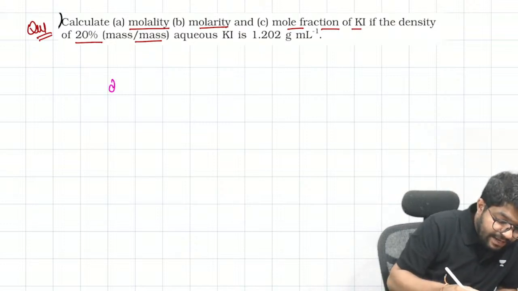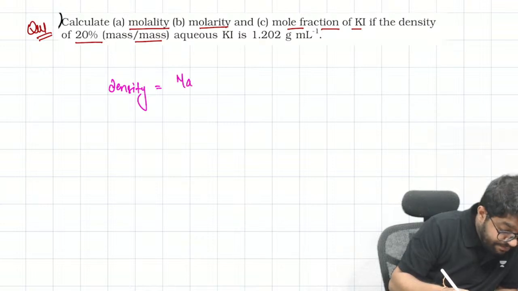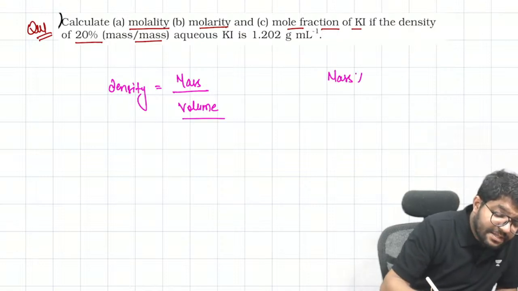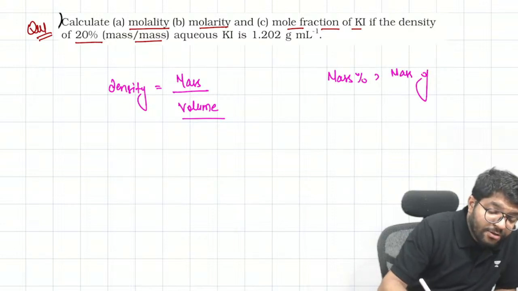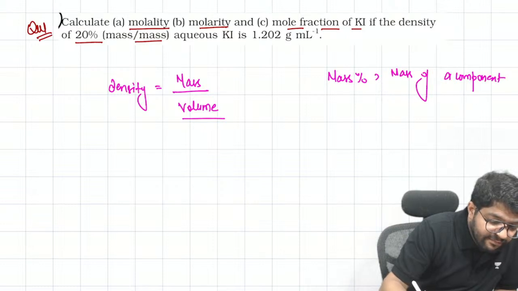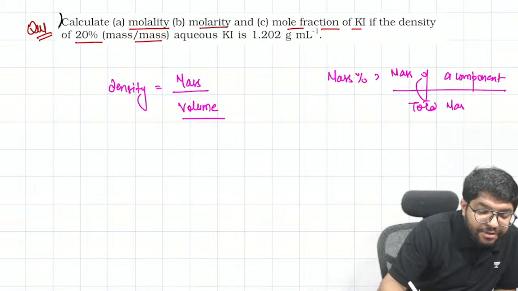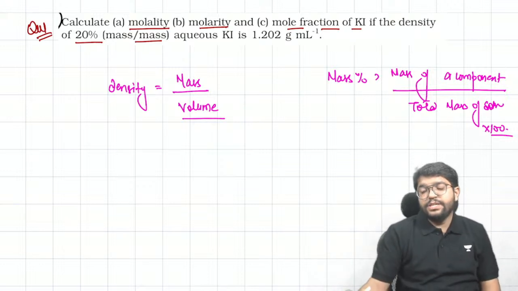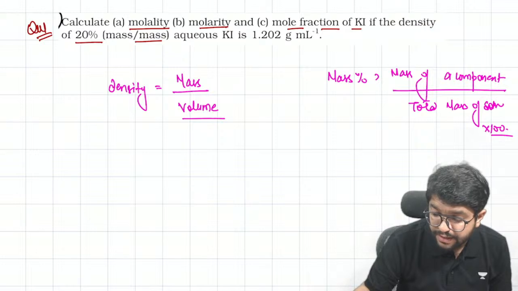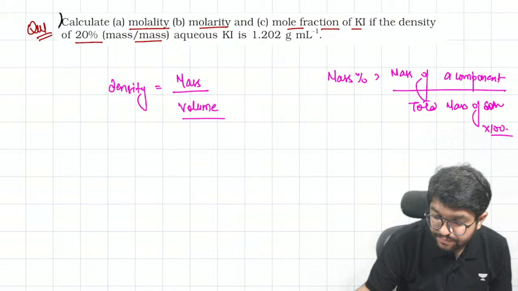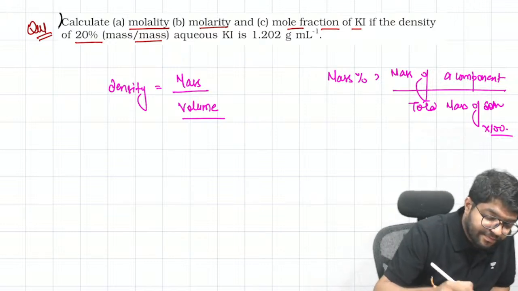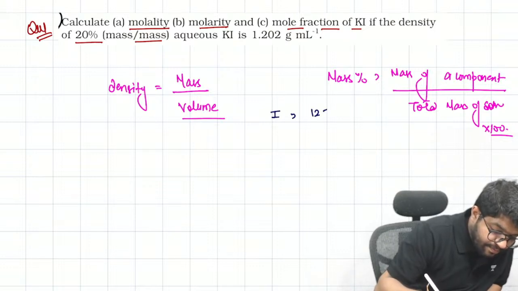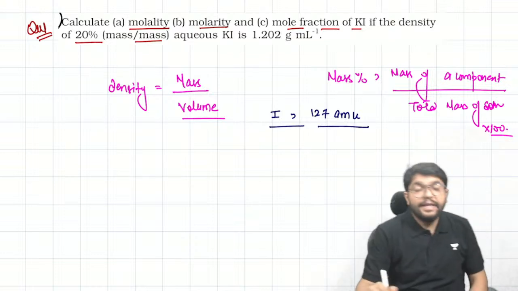Number one, density is equal to mass upon volume. And the second hint is that my mass percentage is mass of a component divided by total mass of solution, obviously into 100. So when I say KI, first of all, I should know the mass of K, which is around 39. Mass of iodine, 127. Quickly, take a minute and try to solve it.